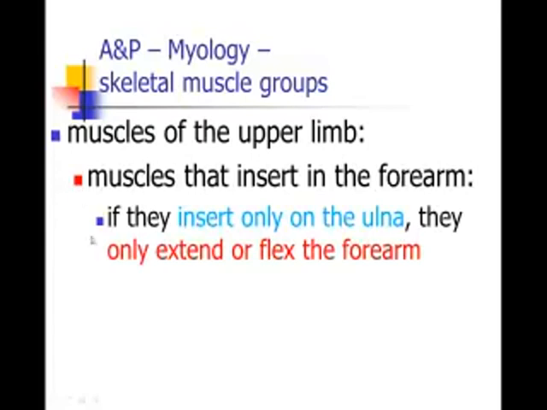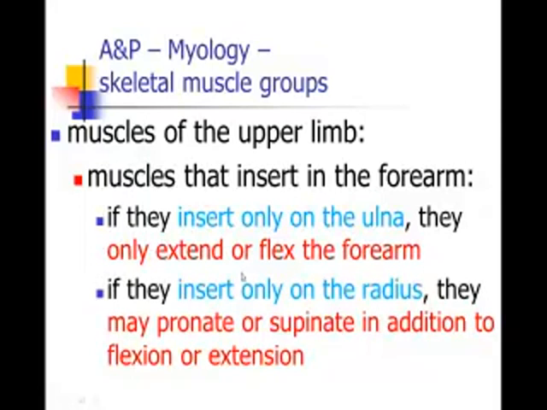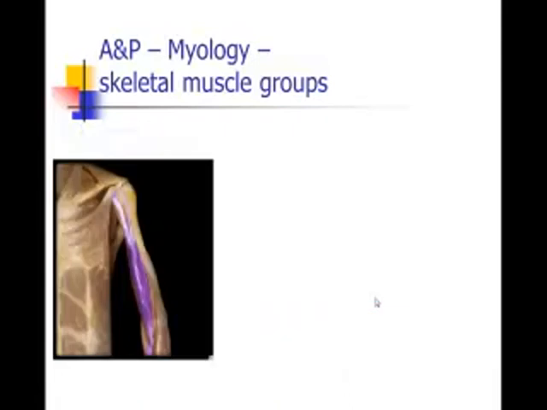Okay, next we have muscles that insert in the forearm, and there are 2 possibilities. If they insert on the ulna, all they do is either flex or extend the forearm. But if they insert on the radius, they may also pronate or supinate in addition to whatever else they do. And the reason is that the ulna can only flex and extend, whereas the radius can flex, extend, and rotate. And that's the difference there.